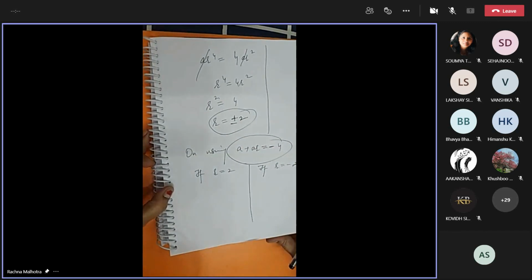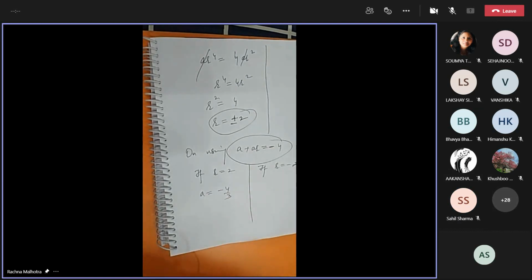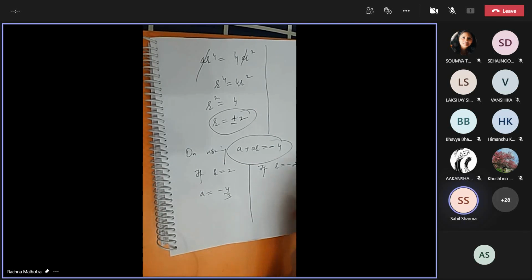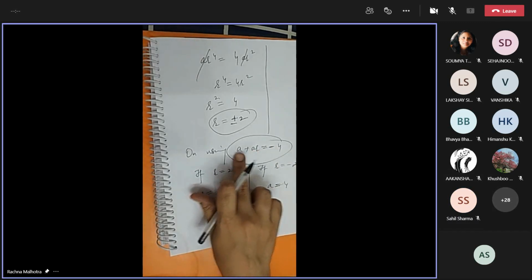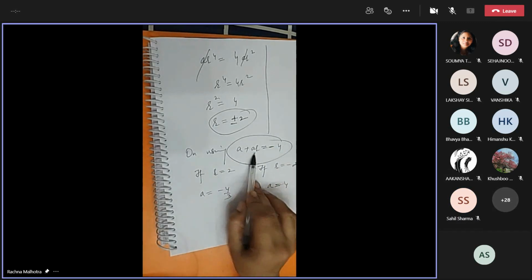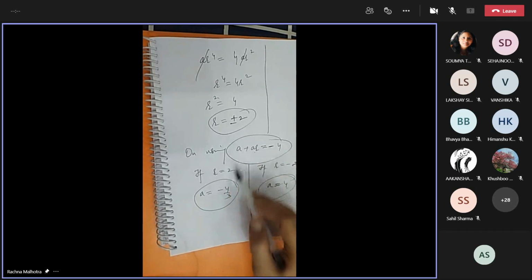Please tell me what will be A now. If R is 2, A is minus 4 by 3. How will you find this? If R is minus 2, A is 4, because if you put minus 2A plus A, that is minus A, and minus minus cancel out. तो अगर आप इसमें R में 2 पुट करते हो, 2A plus A that is 3A, so A is minus 4/3. If you put minus 2 here, you will get A as 4. So different A for different R.